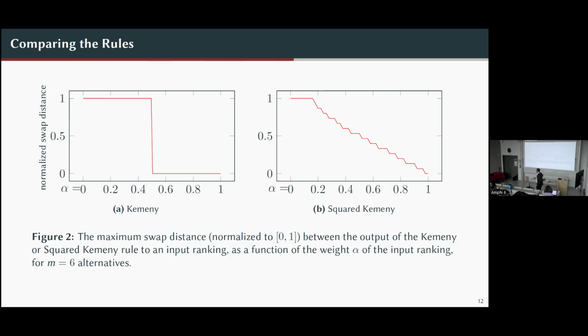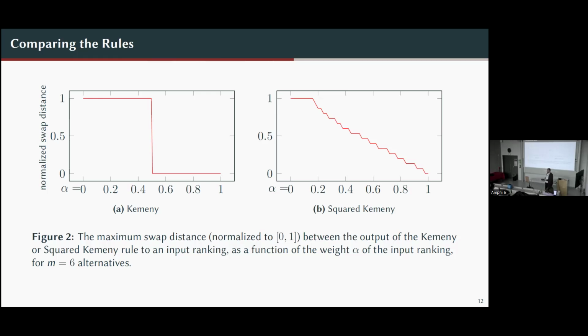Okay. So our input is an alpha number. And then for fixed alpha, for example 20%, I'm looking for the worst case profile where 20% of the weight goes to a single ranking. And I look at how far away the Kemeny ranking can be from that 20% ranking. And it can be the reverse. And so its normalized swap distance is 100%, meaning all the swaps disagree with me. But once I go above 50%, then 0% of the swaps disagree with me. Whereas here in Squared Kemeny, if you have, let's say, 40% of the weight, then the output ranking can only disagree with you on 60%-ish of the swaps.